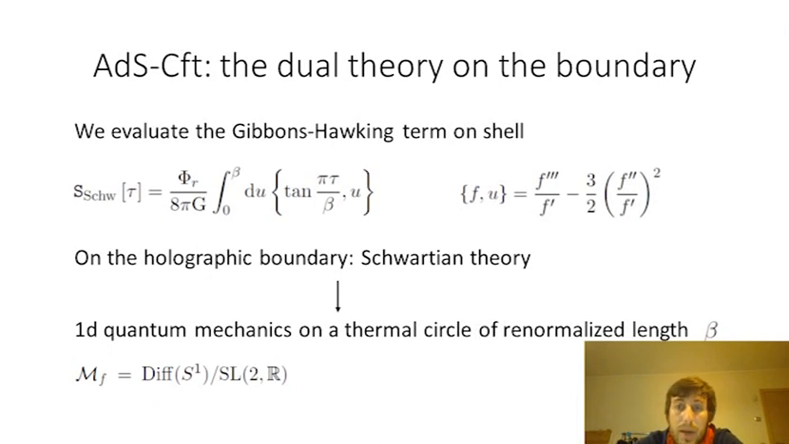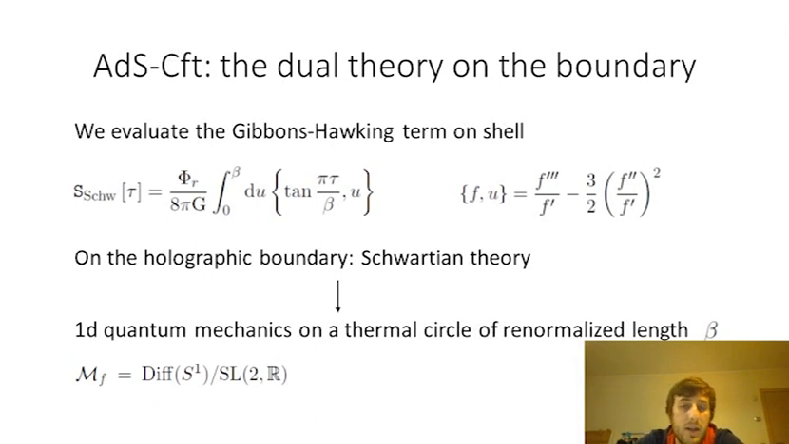So what can be done at this point is try to find the dual theory on the boundary of JT gravity, so applying the AdS-CFT correspondence. And this can be done by evaluating the Gibbons-Hawking term on shell, i.e. on the solutions of the equations, so we can explicitly evaluate the extrinsic curvature, and up to a divergent piece that can be removed by holographic renormalization, we find the so-called Schwarzian theory, which has a one-dimensional action in terms of a time variable u, and the field is this field f, which belongs to the diffeomorphisms of the S1 circle on the boundary with the normalized length beta, modulo SL2R gauge transformation.